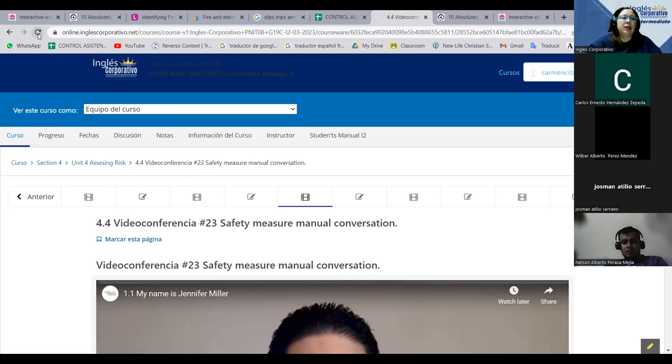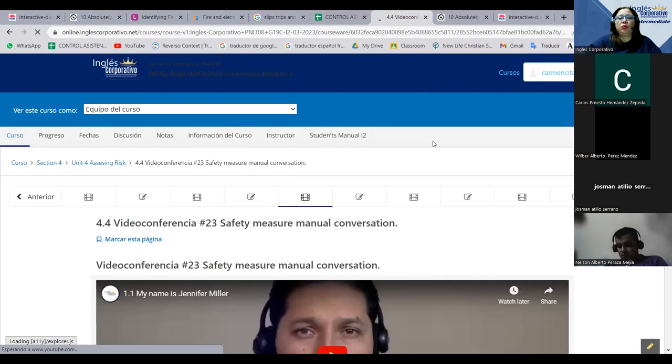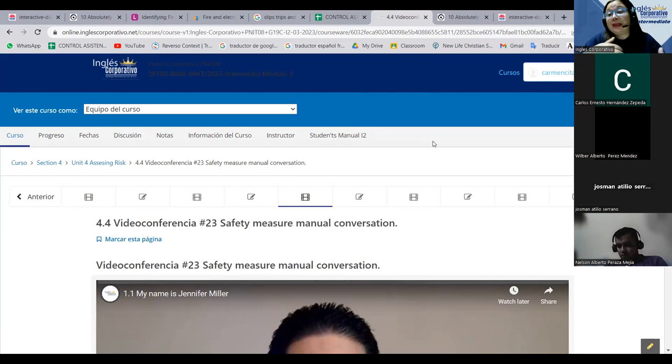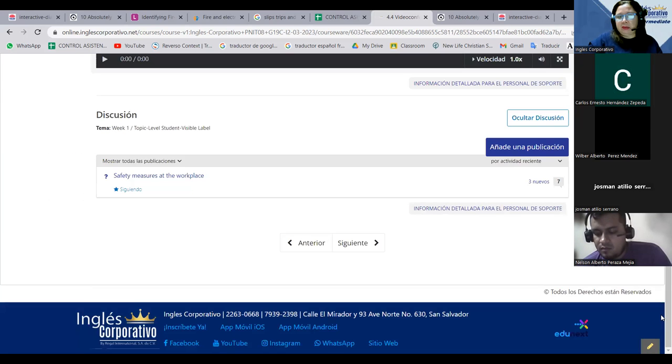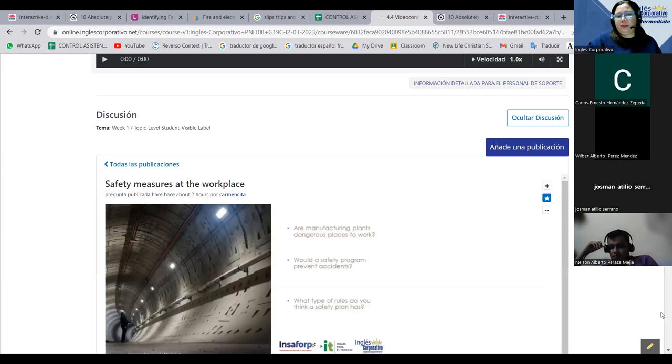for each one. And now we are going to go to the manual. In the manual, we have a conversation to practice. We want to role play this conversation. It's about situations in the production plant. So we want to see potential hazards. Okay, potential hazards. It says three new, there you go.